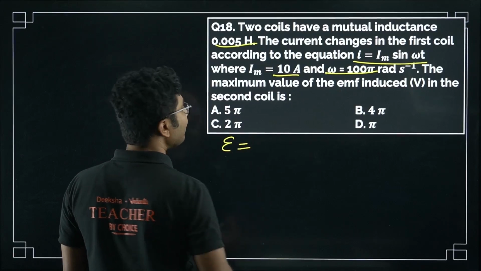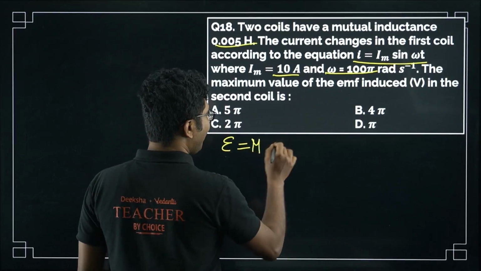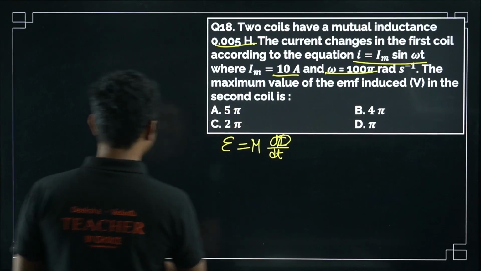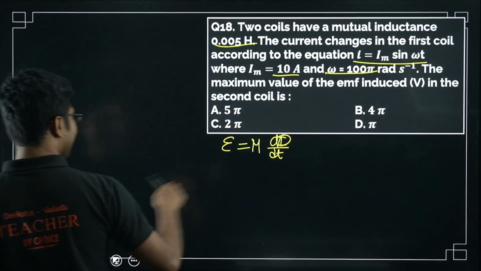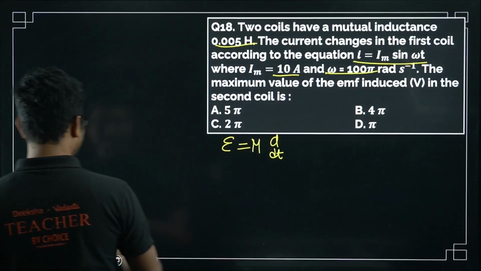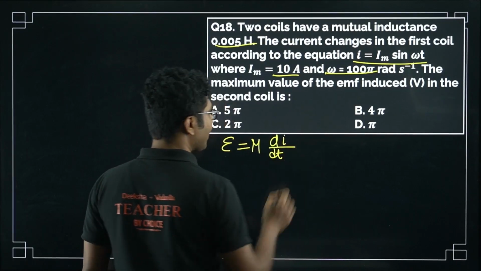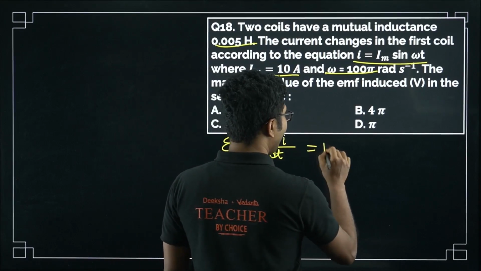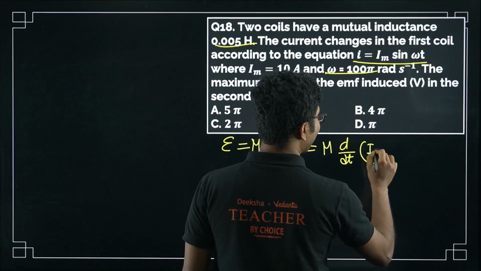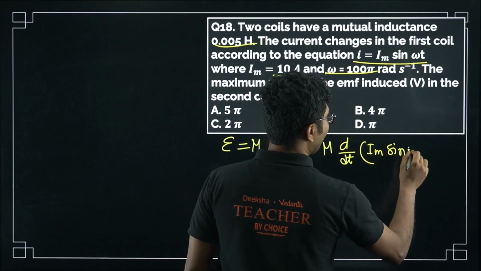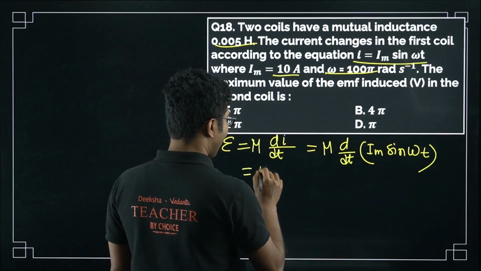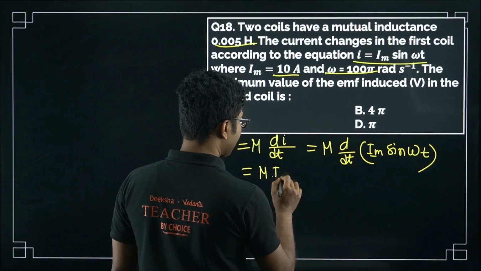Induced EMF for mutual inductance is M di by dt. Same formula. Only thing is that here current is not given like this. Current is given in a different form. So that form we have to use. Be it mutual inductance, be it self-inductance, formula is same. So basically what we have to do, you have to do the differentiation of this function Im sin omega t.